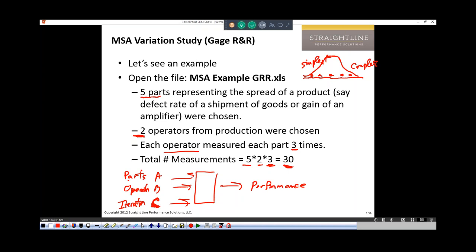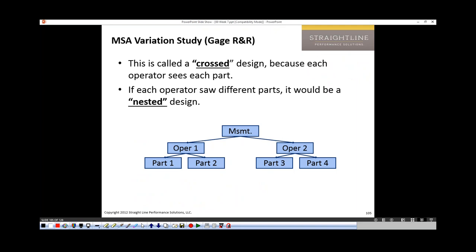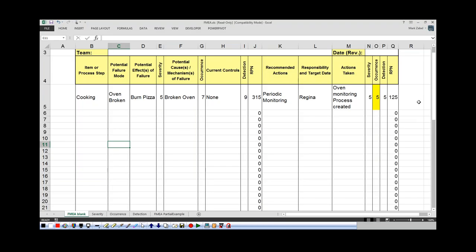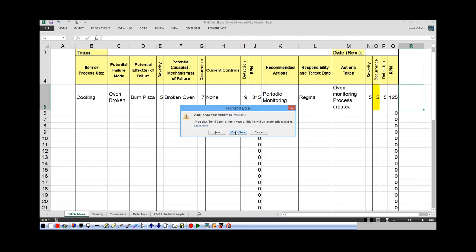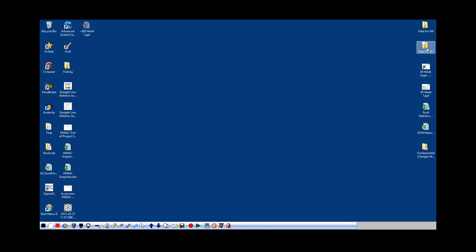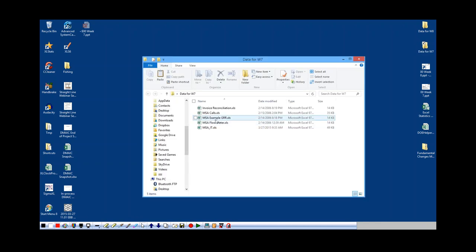So we're going to do this example. Let's just kind of do it by hand. I'm going to open up the file. I'm going to show you how to do it just using old Excel statistics. And I think you'll see that it's not that bad. So it's this one right here.